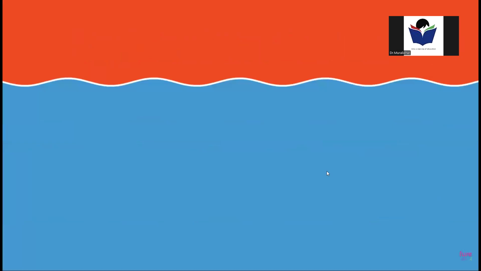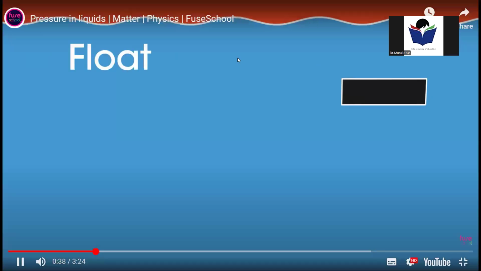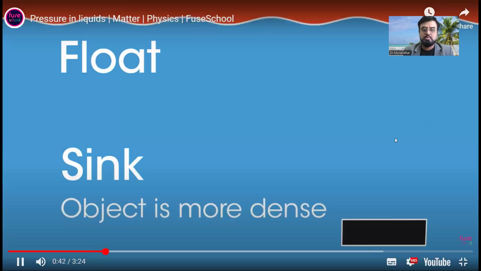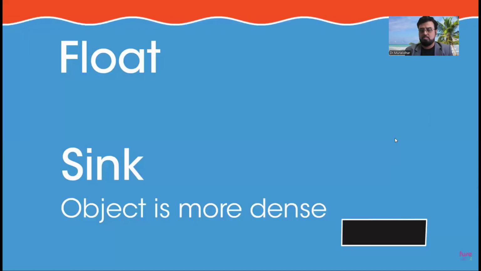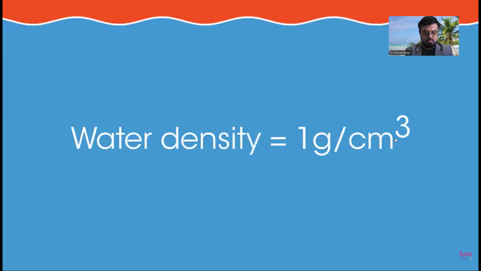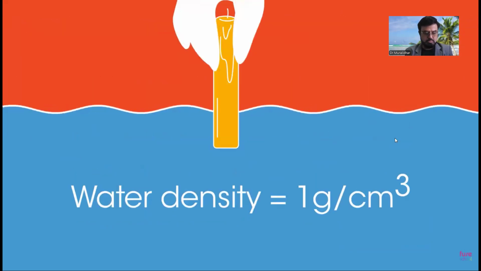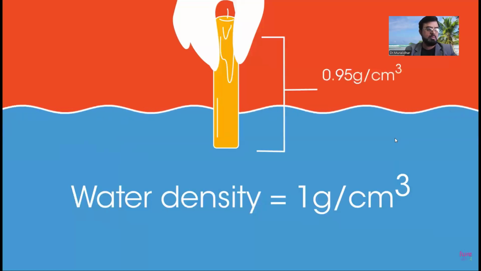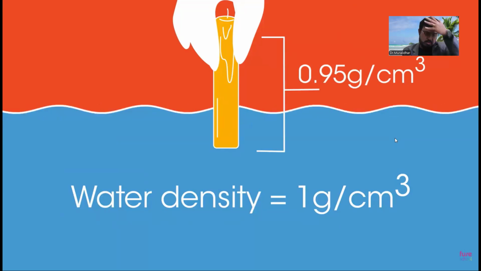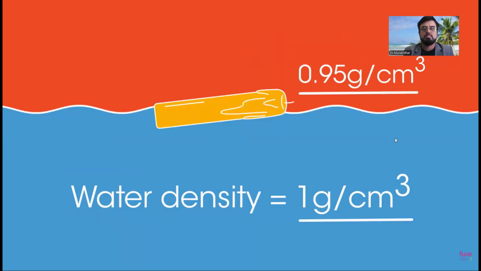We can use density to predict whether an object will float or sink when it's placed in a liquid. If the object is more dense than the liquid, it will sink. If the object is less dense than the liquid, it will float. Water has a density of 1 gram per cubic centimeter. Will the wax candle with a density of 0.95 grams per centimeter cubed float or sink in water? That's right, the density of the candle is less than the density of water, so it will float.